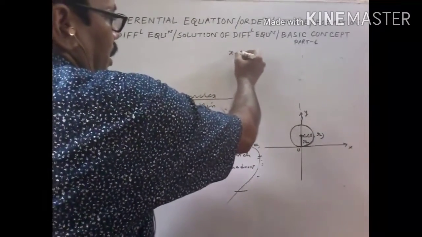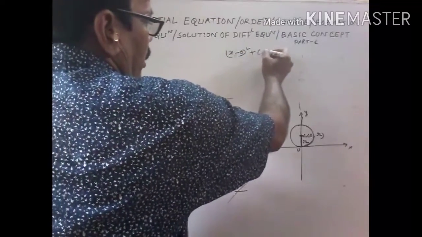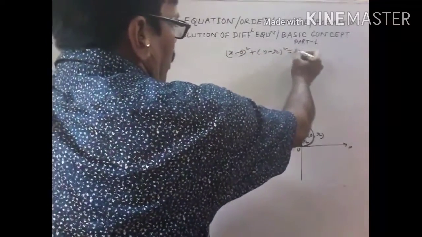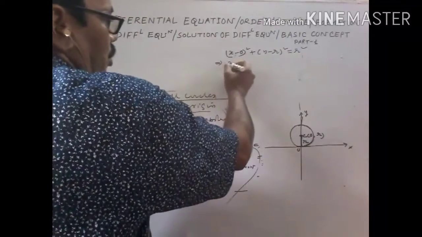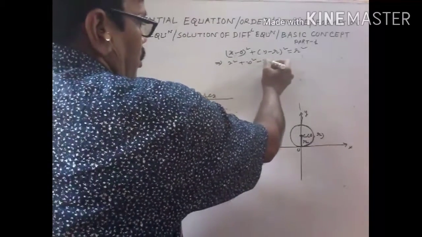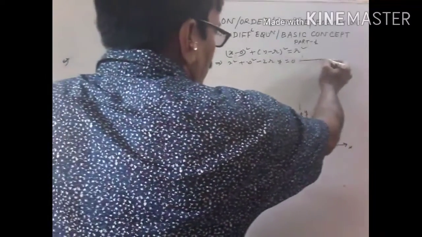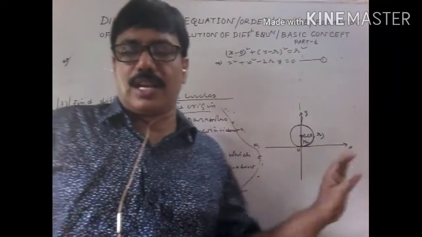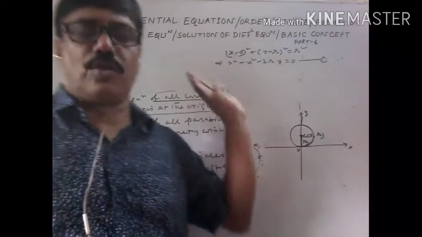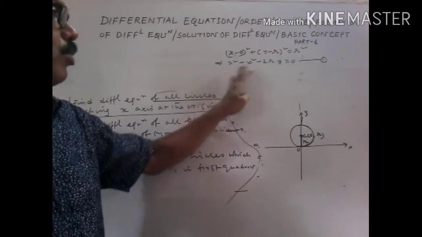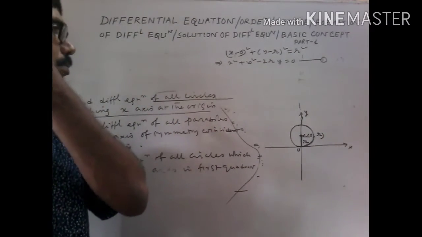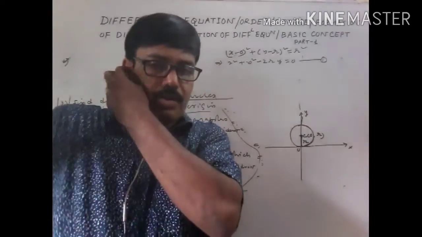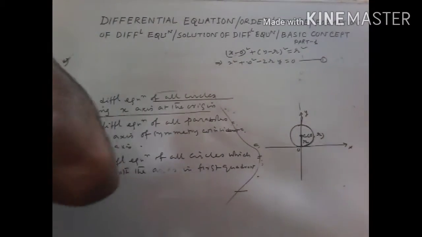So what is the equation of the circle? (X minus 0) whole square plus (y minus r) whole square equals r square. So x square plus y square minus 2ry equals 0. So for different values of r, you get different circles. So here r is the constant, and now you have to eliminate r from this relation. So one time derivative is permissible.